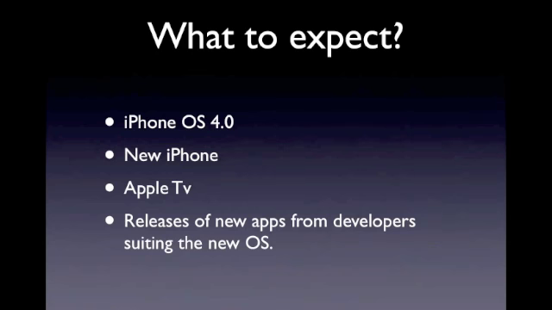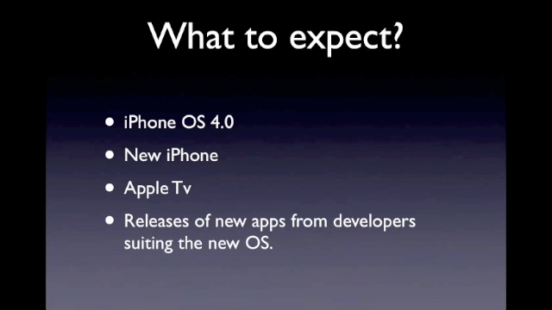What do I expect? I expect the release of the iPhone OS 4.0 with even some new functions that didn't get presented on the iPhone OS presentation back in March. And I also expect a new iPhone, an Apple TV that can compete with Google TV, and also releases of new apps from developers. These apps are probably going to suit the new iPhone OS 4.0, so these releases are probably going to be updates or really totally new apps that interact with the new iPhone OS and really use its functions.